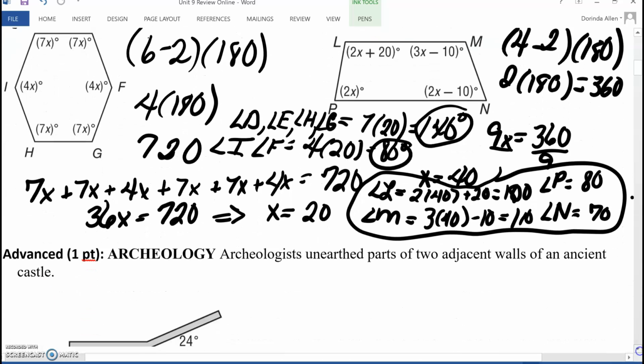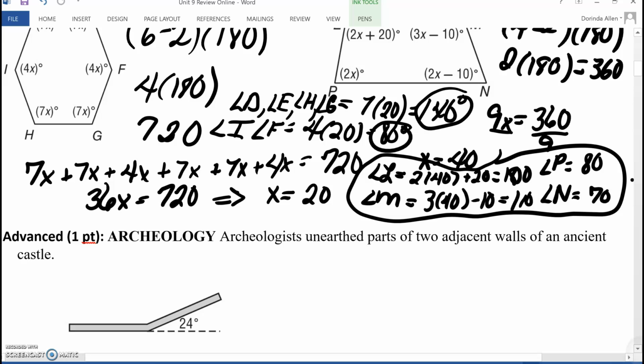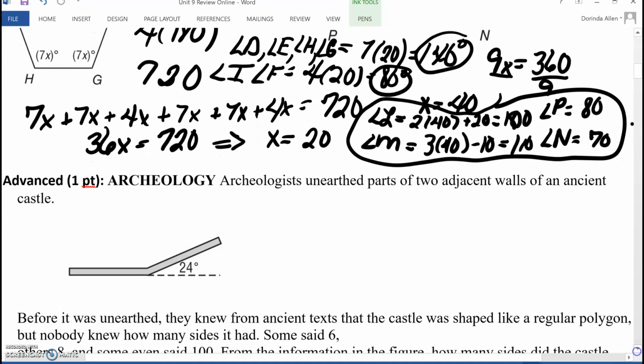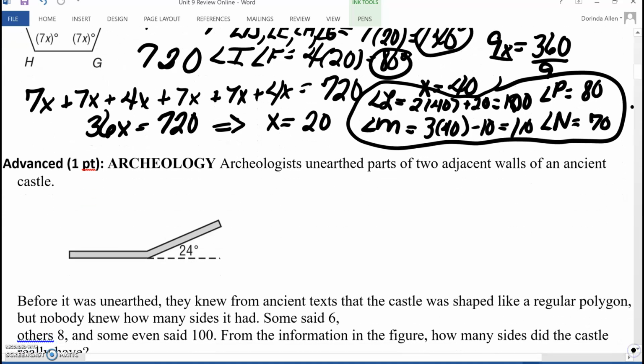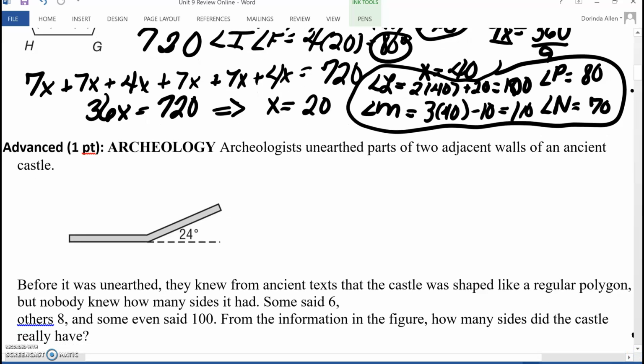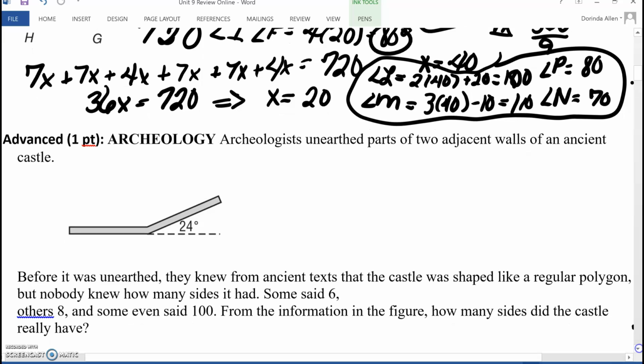An archaeologist unearths parts of 2 adjacent walls of an ancient castle. Before it was unearthed, they knew from the ancient texts that the castle was shaped like a regular polygon, but nobody knew how many sides it had. Some said 6, others 8, and some even 100. From the information in this figure, how many sides did the castle really have?